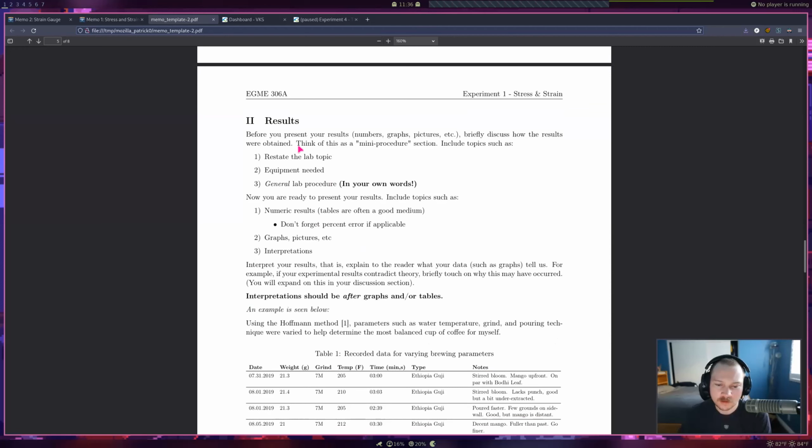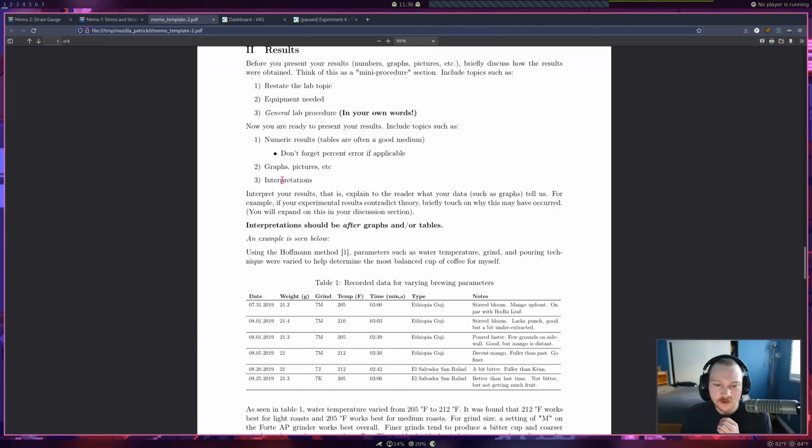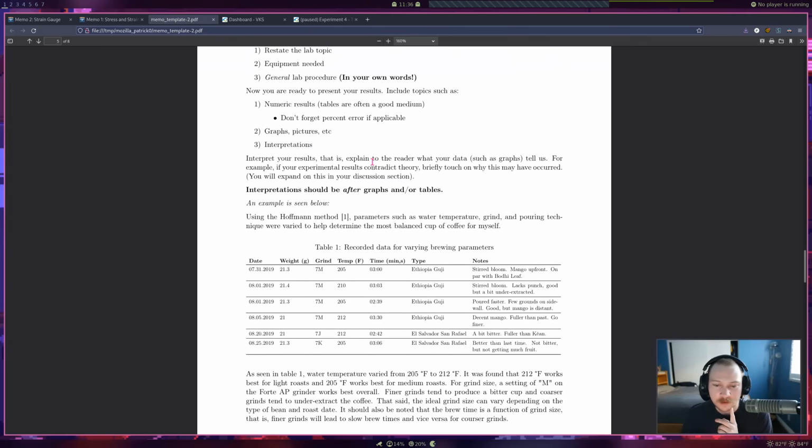And all of this stuff, by the way, in this memo template, it's in the syllabus, but this memo template is just a little bit more in depth. So if you have a figure or a table, you need interpretations. That's explaining to the reader what your data, whether it's graphs or tables, tells us. So for the first memo, what I would have recommended is you would have all of your figures and tables in there, and then you would discuss them.